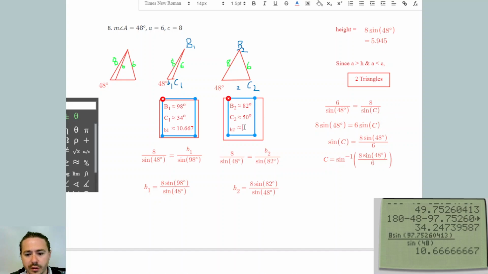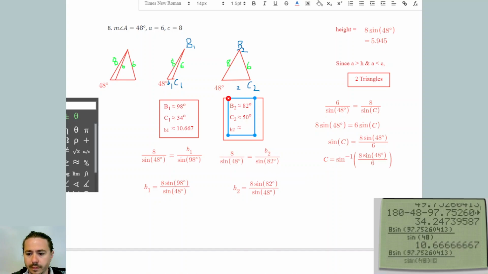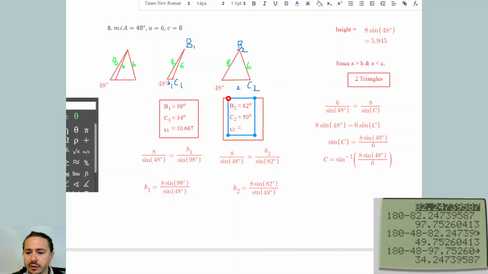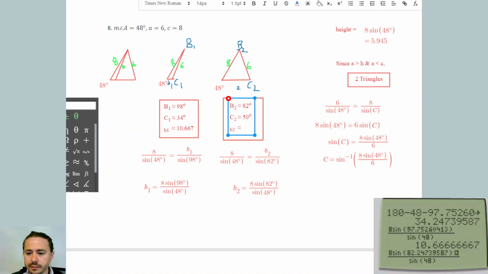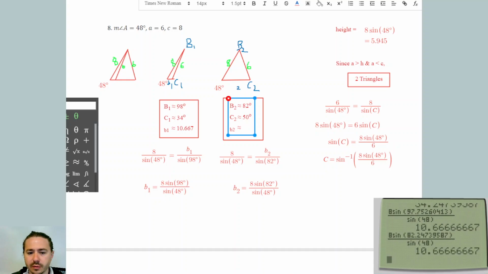And then the other one, type that in as well, except instead of this 98 degrees, we're going to use the 82 degrees number. So let's see if we can find that. 82 degrees, where is it? There it is. Okay, so same. Wow. Okay. That was unexpected. How can that be? That can't be.